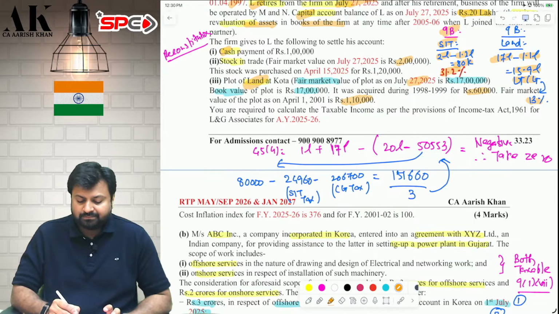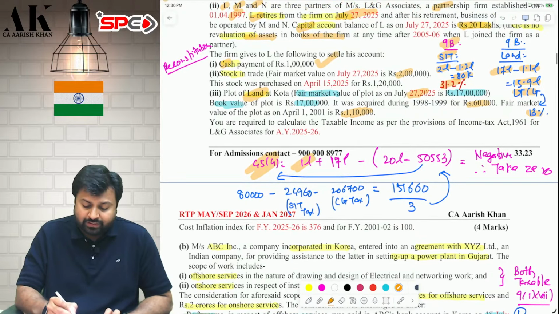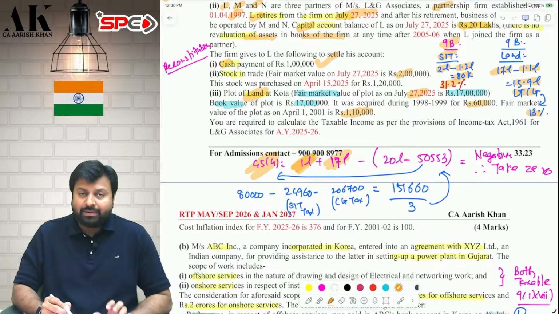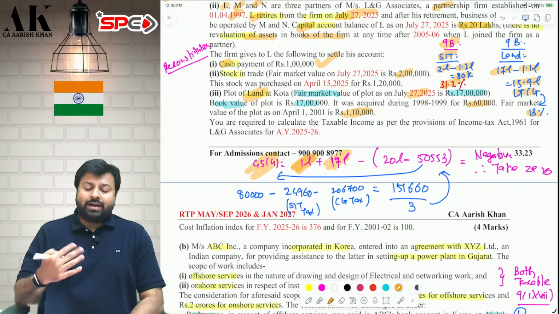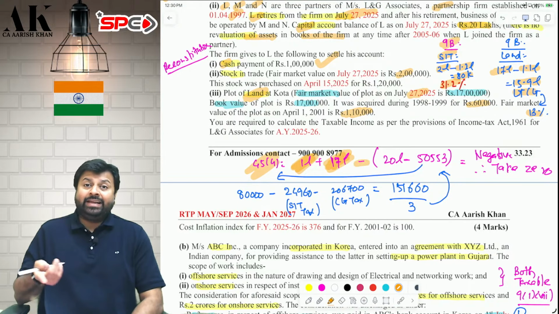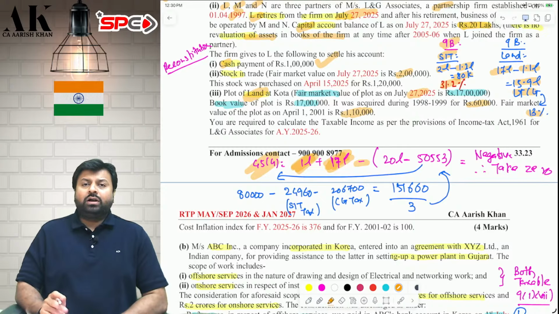What is A, sir? A is your answer. What is B? B is your money received. How much money are you receiving? You are receiving 1 lakh money, so I am writing money 1 lakh. What is C? C is the market value of the capital asset received. What is the market value of the capital asset received? 17 lakhs. Minus D. What is D? D is the capital account balance. What is the capital account balance?